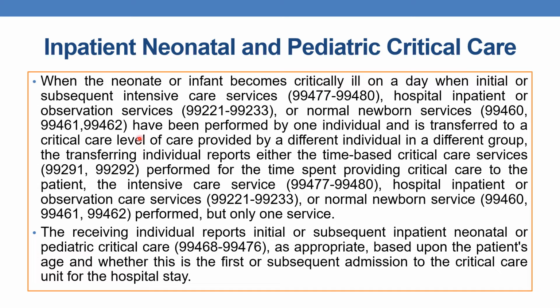A normal infant becomes critically ill on the day while he is receiving some other E&M service. Then he gets transferred to the critical care unit. Then the transferring physician will report 99291 and 99292, and the receiving individual will report either initial or subsequent inpatient, neonatal or pediatric critical care. This is the simple guideline.